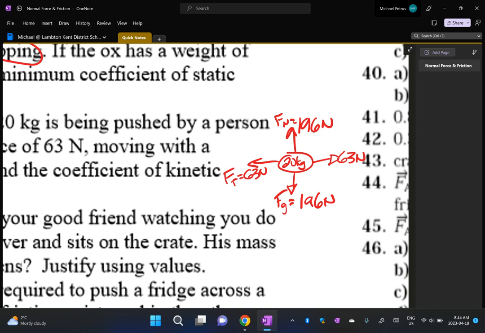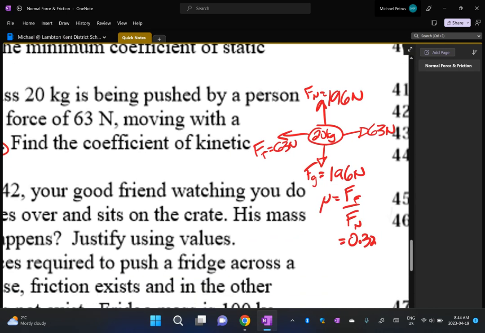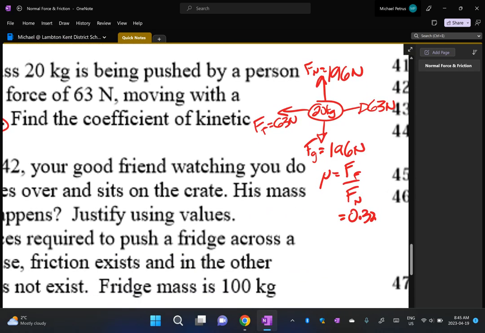And it says find the coefficient of friction. So we can do that just by going mu equals friction divided by the normal force. Ooh, I can write that a little nicer, I think. Friction divided by the normal force. Frictional force is 63, normal force 196, and I get 0.32. Before I move on, I'm going to double check that answer, and that was 0.32 for 42. Yeah.